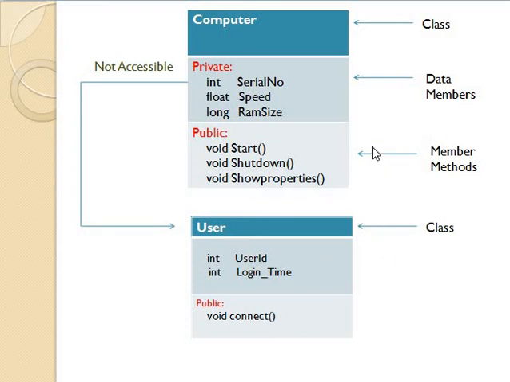Now consider this figure. In this figure, the class called computer possesses data members which have been declared with private as the access specifier instead of public. And since these data members serial no, speed, and RAM size are declared private, these data members shall be accessible only within their own class called computer. They shall not be accessible to the outside class called user.